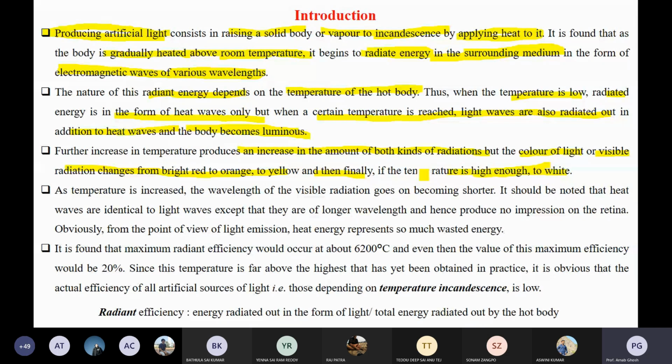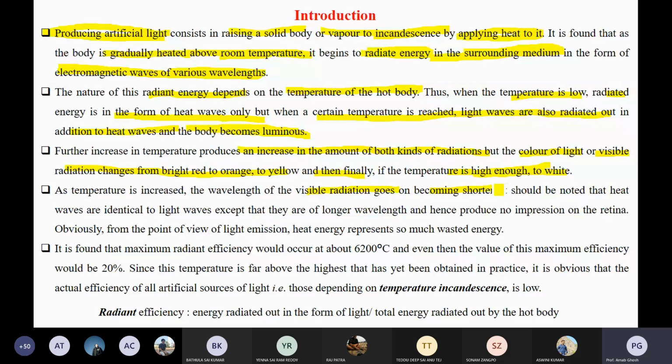Okay. So obviously, from the point of view of light emission, heat energy represents a wastage of energy. So we need to minimize that wastage of energy. That is how we can use the lighting system efficiently in the current applications. That is the main motivation of this study.